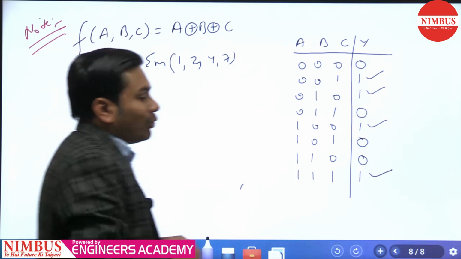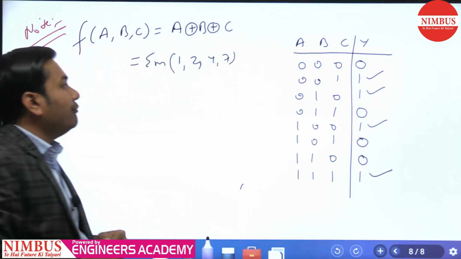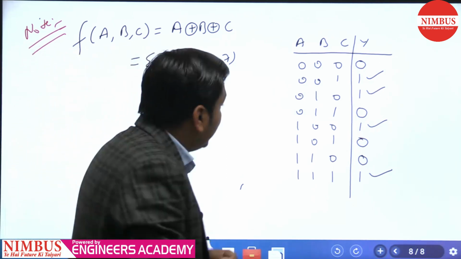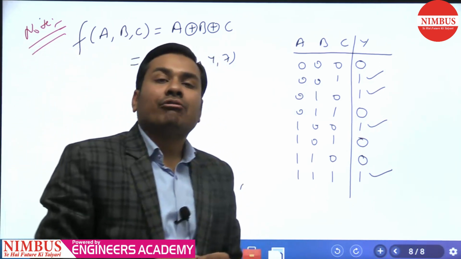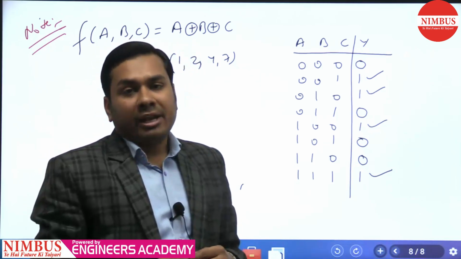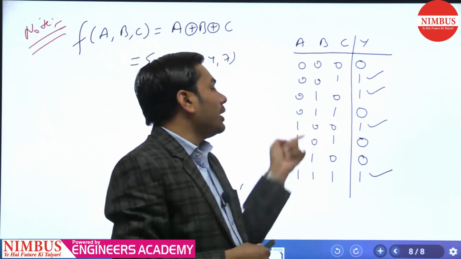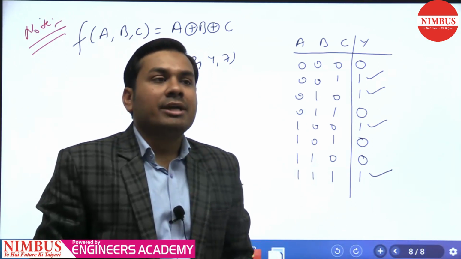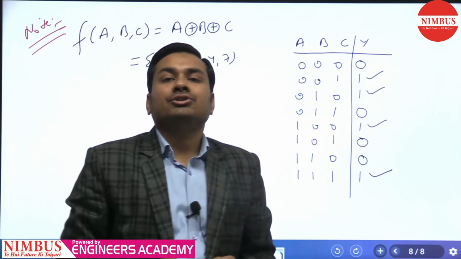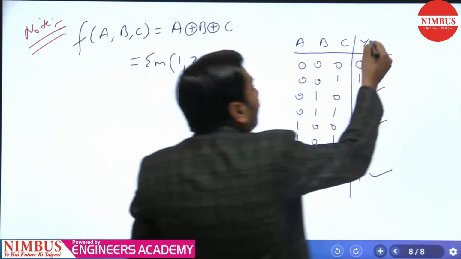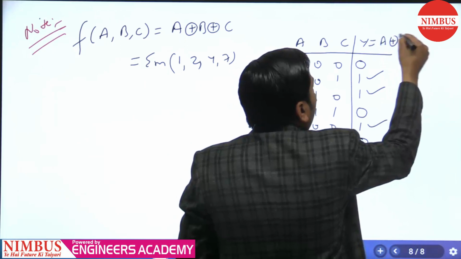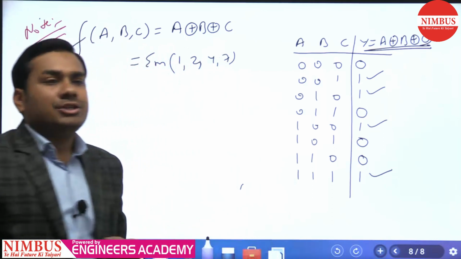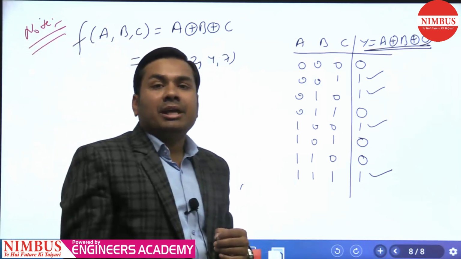We know that the XOR gate is an odd function. We call it an odd function because whenever we are having an odd number of inputs at logic 1, then our output will be at logic 1. Otherwise we are having output logic 0. So for this, we are performing the XOR of a, b and c.